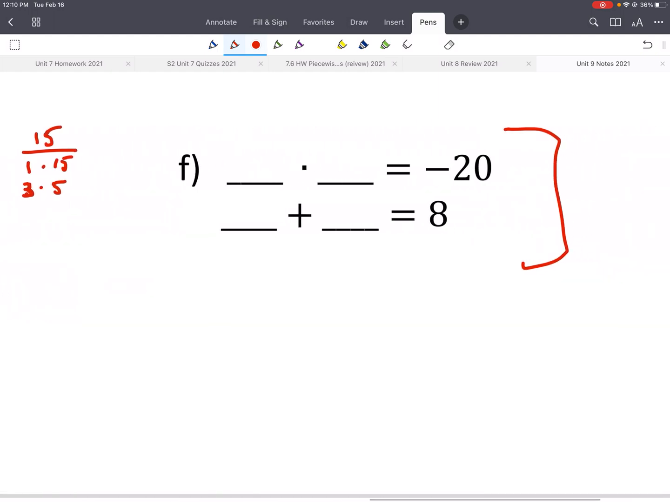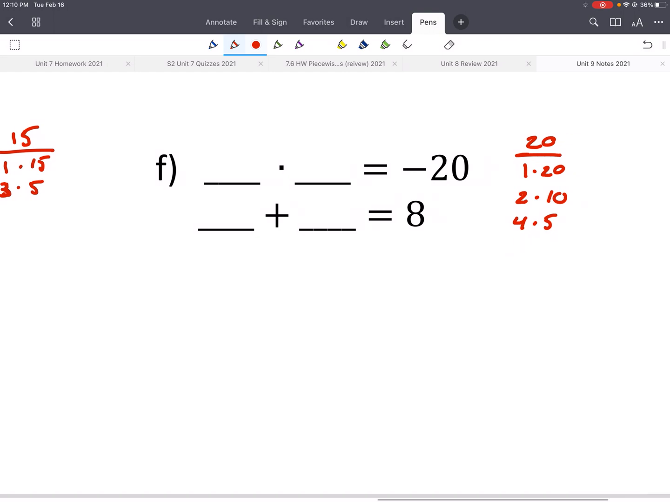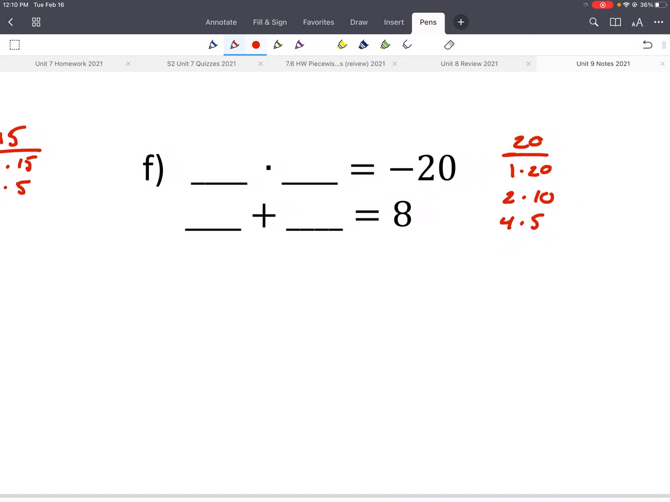All right, in the last example, we want things that multiply to give us a negative 20. So again, we'll just write down factor pairs for 20. 2 and 10. 3 doesn't go in. 4 goes in 5 times. And then next would be 5, but we already have 5. So those are our choices. Which of those could possibly give us 8? And again, since they're being multiplied and you get a negative, one of these has got to be negative.